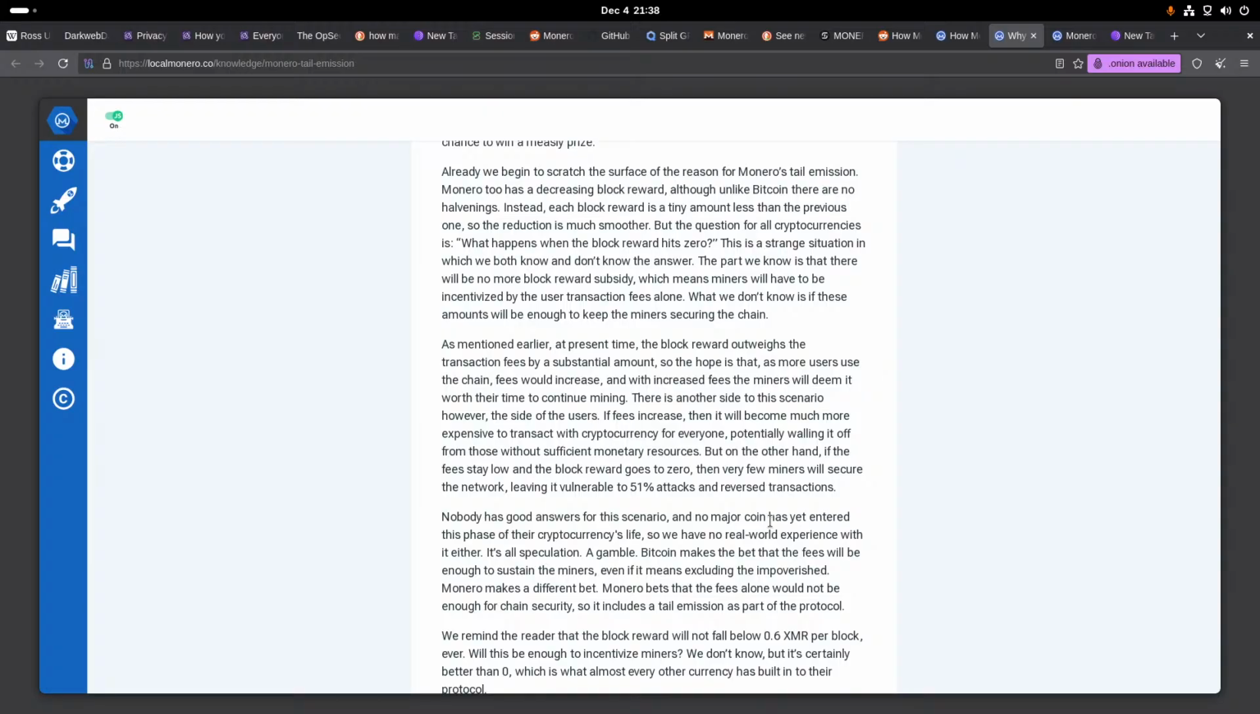There is another side to the scenario. However, this side, for the users, is if fees increase, then it will become much more expensive to transact with cryptocurrency for everyone, potentially walling it off for those who can't sacrifice monetary resources. But on the other hand, if the fees stay low and the block reward goes to zero, then few miners will secure the network, leaving it vulnerable to a 51% attack and reversed transactions. This is a problem to be aware of.